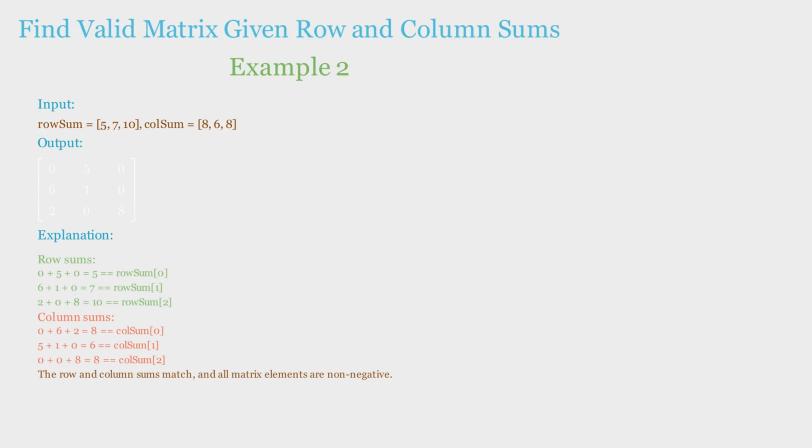Here's a slightly more complex example. With rowSum [5, 7, 10] and colSum [8, 6, 8], we can construct the matrix [0, 5, 0], [6, 1, 0], [2, 0, 8]. Again, you can verify that all row and column sums match our input.